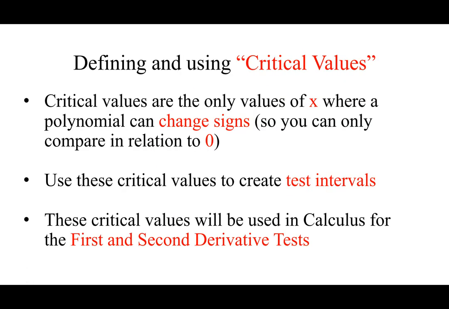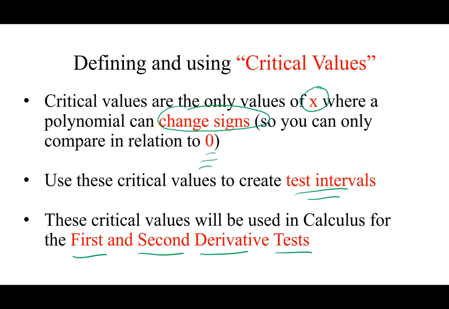So first, defining critical values. Critical values are the only values of x, and please be aware that they're only x's, where a polynomial can change its sign. That means from positive to negative or from negative to positive. Keep in mind that if you're talking about changing your sign, that means that these inequalities have to be in relation to 0, because that's the only location where you would change your sign from positive to negative or negative to positive. After you find the critical values, you're going to use them to create something called test intervals. And the reason why that's important is because in calculus, you're going to use these test intervals for something called the first derivative test and something called the second derivative test.